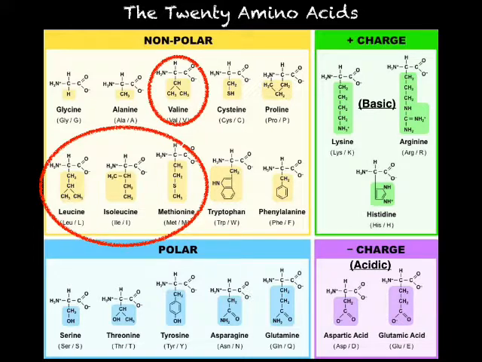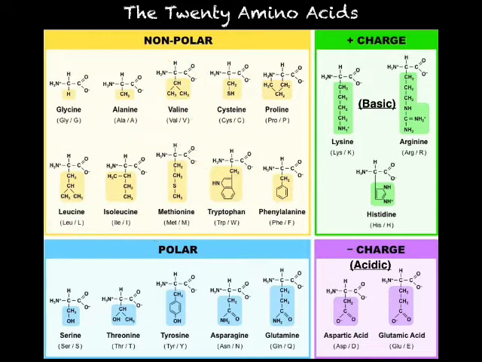Additionally, methionine is one of 2 amino acids that contains sulfur. The other is cysteine. This residue is important because when oxidized in the presence of another cysteine, the 2 amino acids form a disulfide bond, cross-linking the peptide chain together.